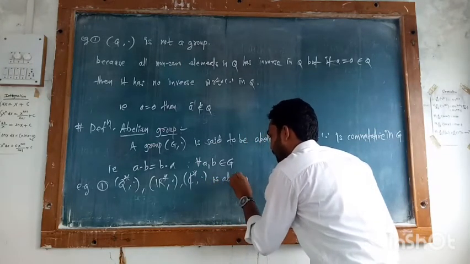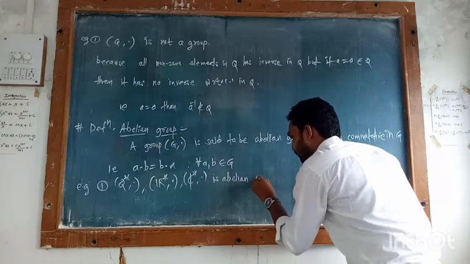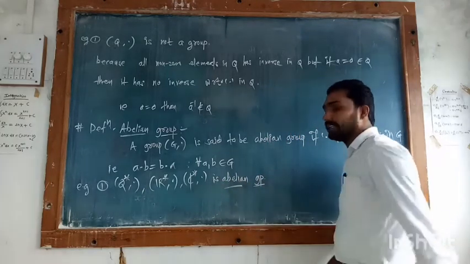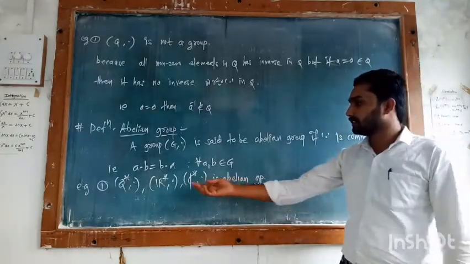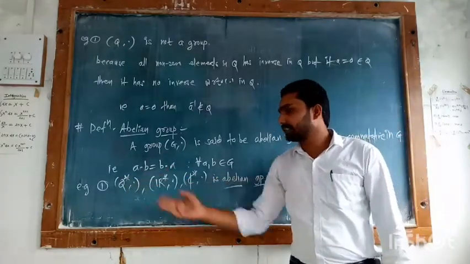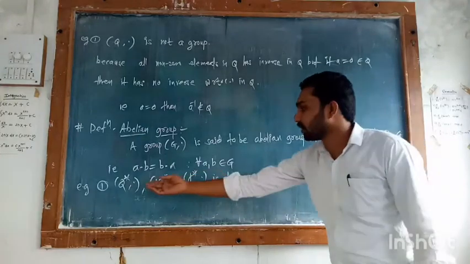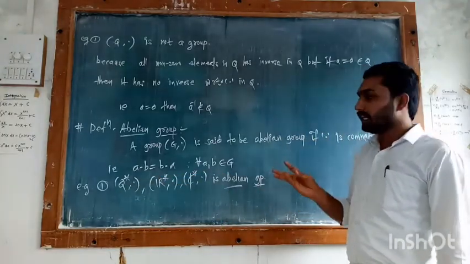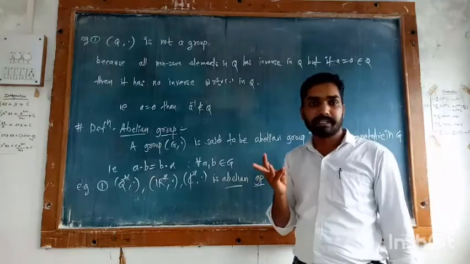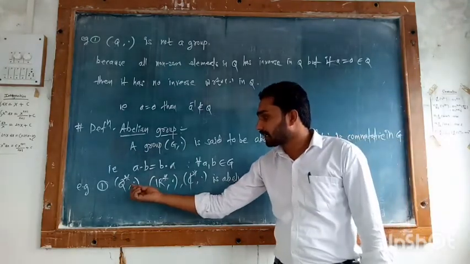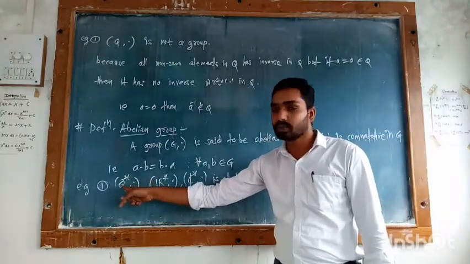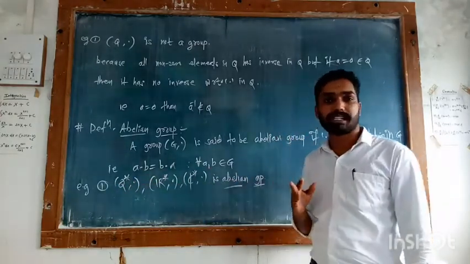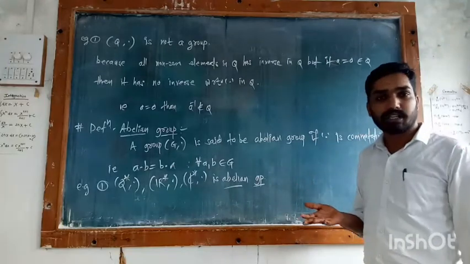Each of these is an abelian group. So why is this an abelian group? Because obviously Q star means non-zero rational numbers with operation dot. It satisfies the closure property. If we take any two rational numbers a and b, the product of a and b is also a member of Q star, because both are non-zero, so the product is also non-zero. So closure property is satisfied. The second property is also satisfied.